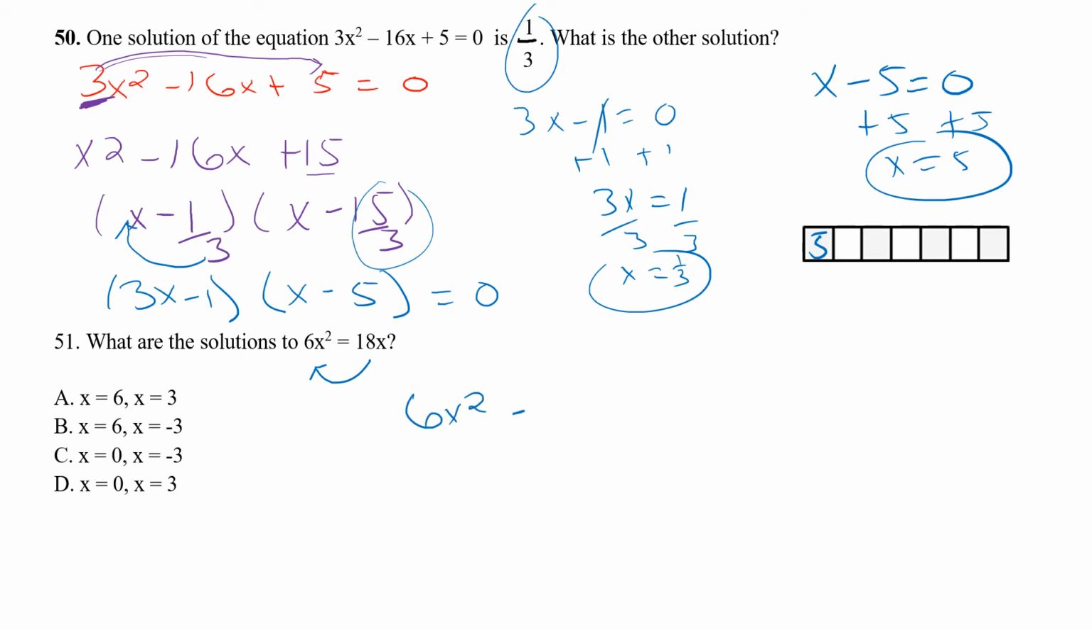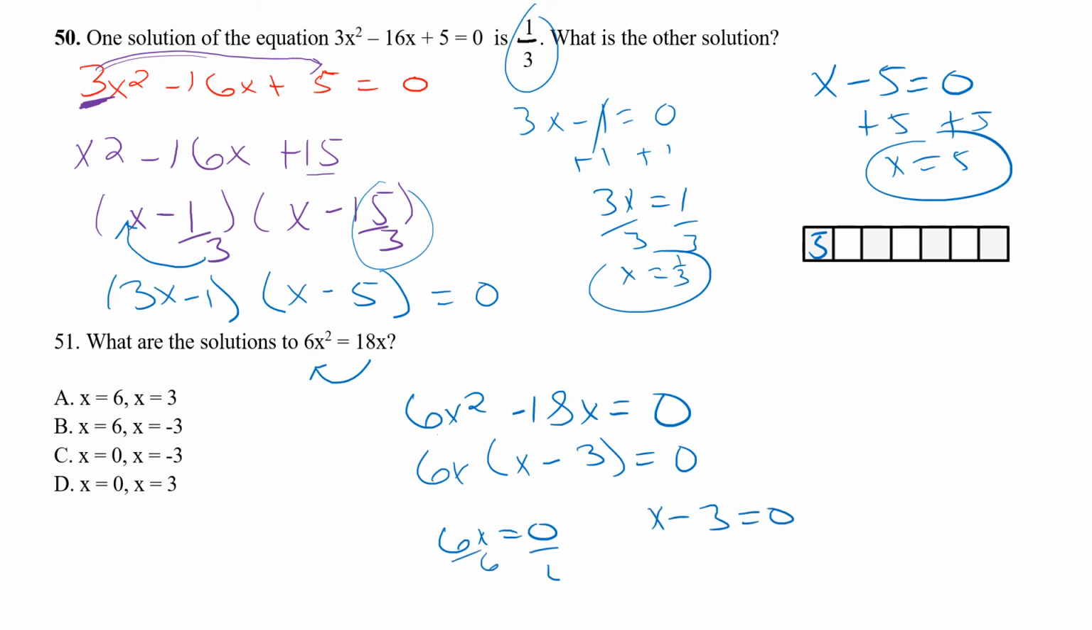6x squared minus 18x is equal to 0. And then I can just factor out the greatest common factor and set those factors, or those terms, equal to 0. So between 6x squared and 18x, the greatest common factor is 6x. Alright, so if I factor out a 6x, I'm left with x minus 3. Right? And I can set each one of these equal to 0.